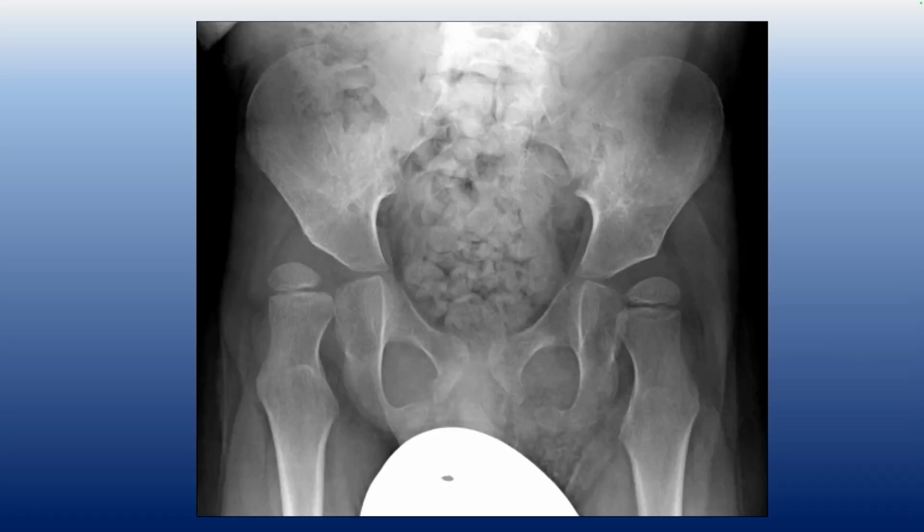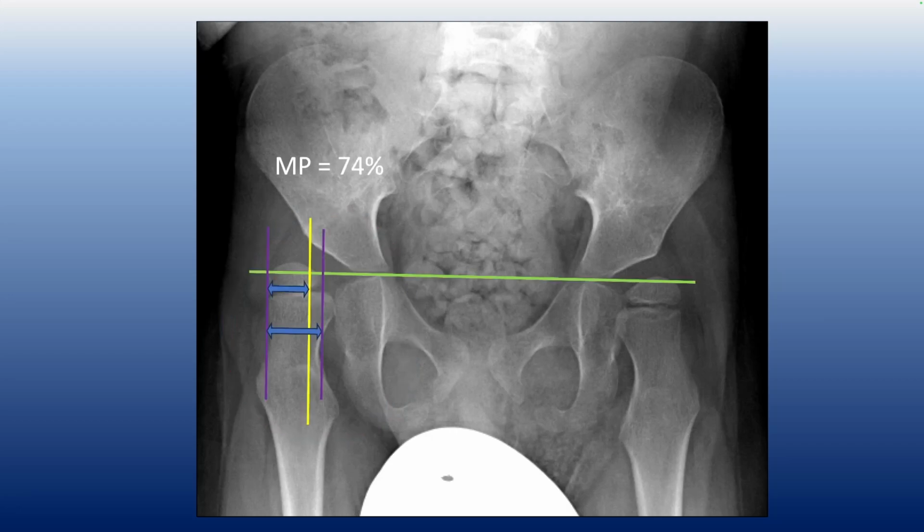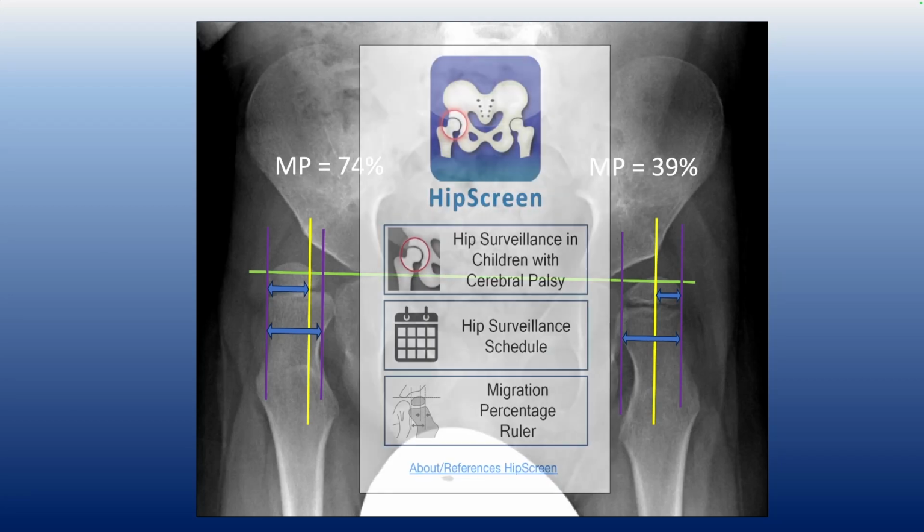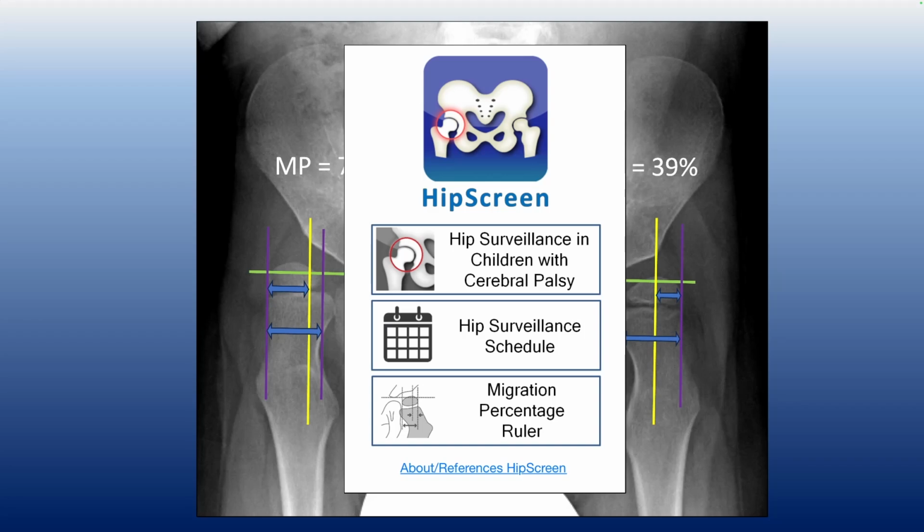The utility of the migration percentage is further illustrated in this example. On initial observation, the patient's right hip appears significantly displaced, but the left does not look that bad. When migration percentage is measured, though, it indicates that there is a high risk for progression of displacement on the right as expected, but there's also a moderate risk the left hip will continue to displace. Migration percentage measurements can be made manually or with the assistance of the Hip Screen app, developed by Shriners Hospitals and currently available to users at no cost.